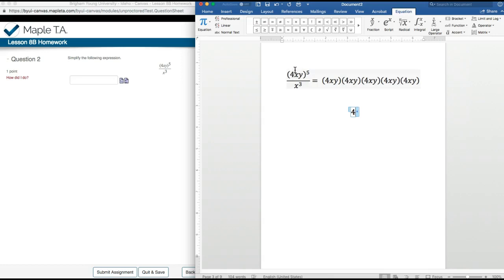Because I am showing the 4, I have 1 4 there, so the exponent is implied a 1. That means I need to multiply this exponent into every single one of these, so I get 4 to the 5 times 1 is 5. Press the space bar, it gets us up there.